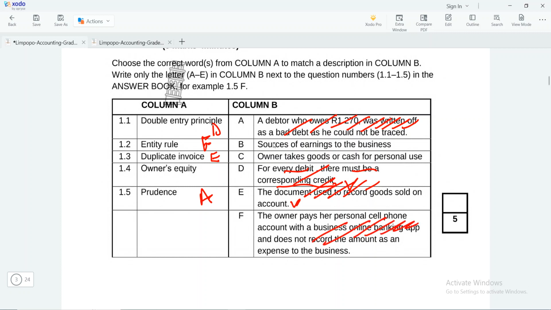Now remember, here we have source of earnings to the business, and also where they're saying the owner takes goods or cash for personal use. But we don't have the right concept that will explain that. So in this case, owner's equity will either be number B or C, but we need to choose which one is the most relevant. Remember, the owner's equity represents the owner's interest in the business. So personally, I will choose number B as the source of earnings to the business, because it will really show me how much the business has earned. So this will be number B. Remember, your incomes are recorded under owner's equity. So if I go to owner's equity, I will get the incomes, the money that was made from the incomes.